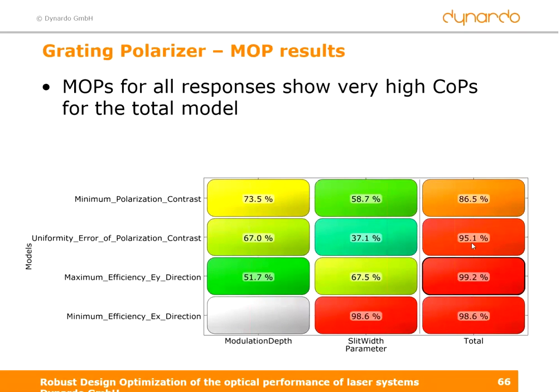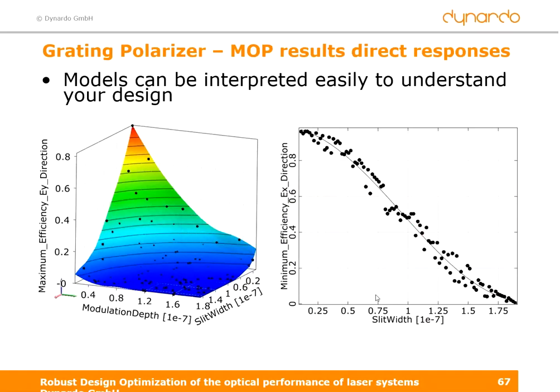You see again here this COP matrix, where you see that our models are quite good for this total COP. And you can see also that only the minimum efficiency in X direction doesn't depend on the modulation depth. All the other responses depend on both input parameters. Here you can see the models. So the maximum efficiency in Y direction has this shape, and the minimum efficiency in X direction like that.